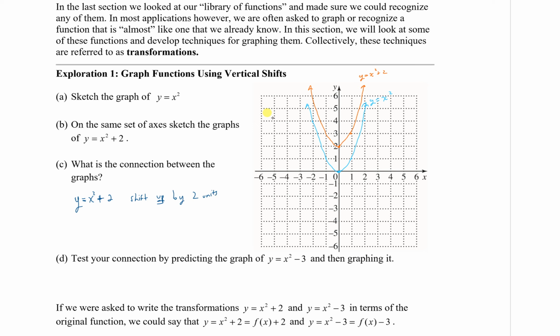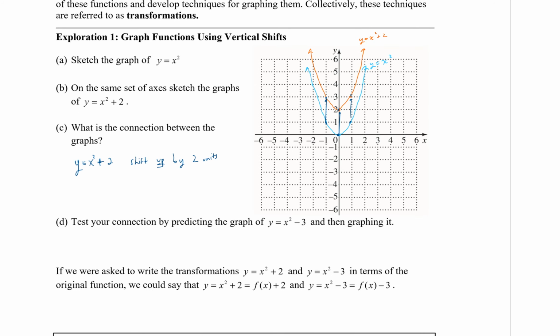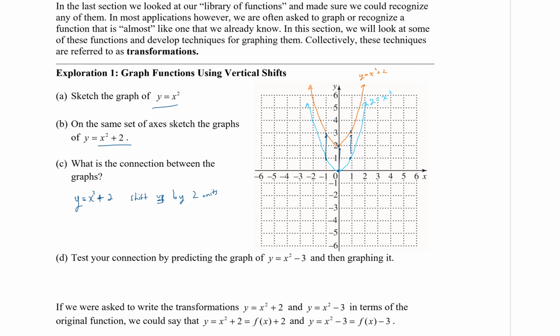You guys see that? See this point here? Now it's here 2 units up. See this point here? Now it's here 2 units up. This point here? Now it's here 2 units up, etc. So the entire graph literally moved. It shifted. That's what you're supposed to see. And can you tell how the equation changed? I hope you can see what happened. The equation changed because I added a number to the equation of x squared.